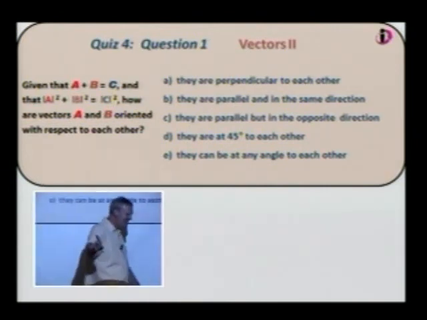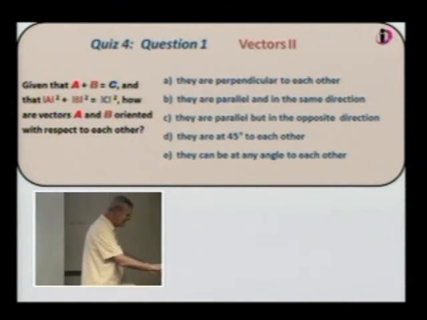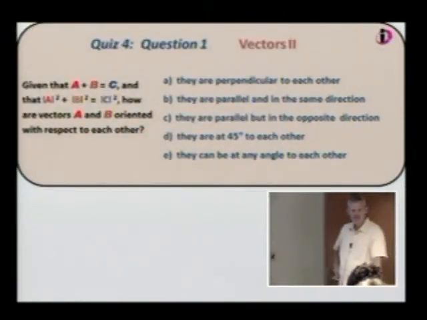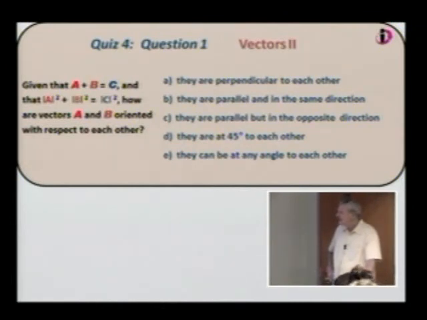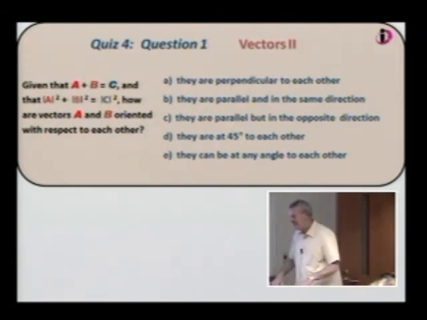I don't care if you do it in Mandarin. You can't do that. What's it going to be? Parallel? I like perpendicular, but we'll see later.